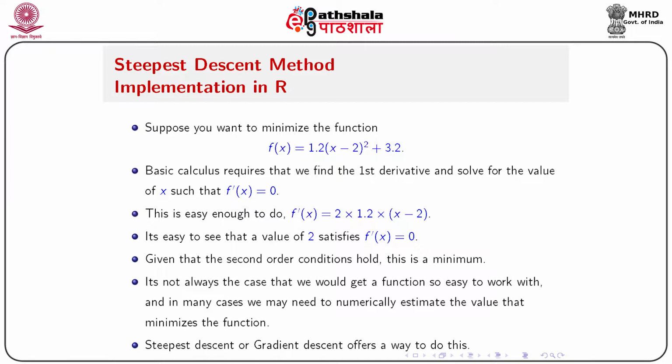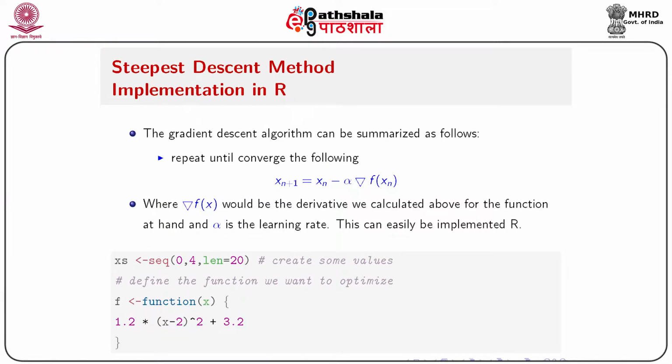It's not always the case that we would get a function so easy to work with, and in many cases we may need to numerically estimate the value that minimizes the function. So steepest descent or gradient descent offers a way to do this. The gradient descent algorithm can be summarized as follows: repeat until convergence the following, that is x n plus 1 equals x n minus alpha times delta f of x n, where delta f x would be the derivative of the function at hand that we calculated above, and alpha is the learning rate. These can easily be implemented in R.